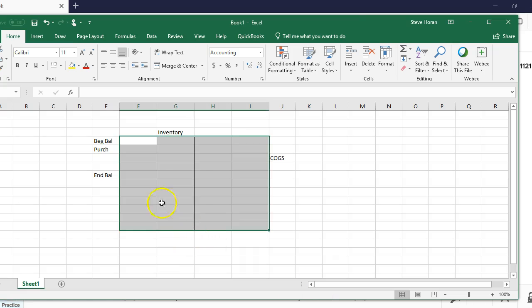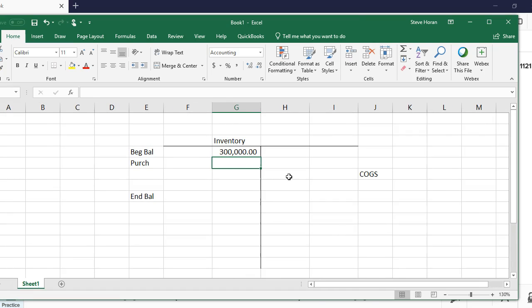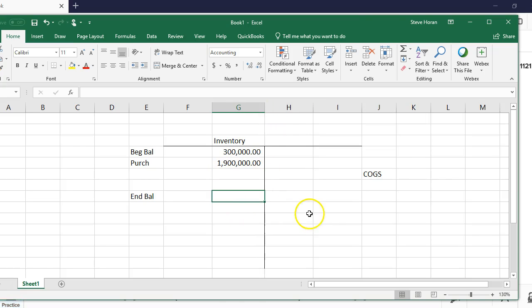So I just got this T account set up in Excel, and we'll just plug in what we know. What they gave us was the beginning balance of 300,000. Okay, that's what we start with. I'll make this a little bit bigger. So $300,000 to start. And then we have to figure out what the ending number was. They also told us that purchases were 1,900,000. And then we had to compute what the ending balance was right here. So that's kind of the mystery.